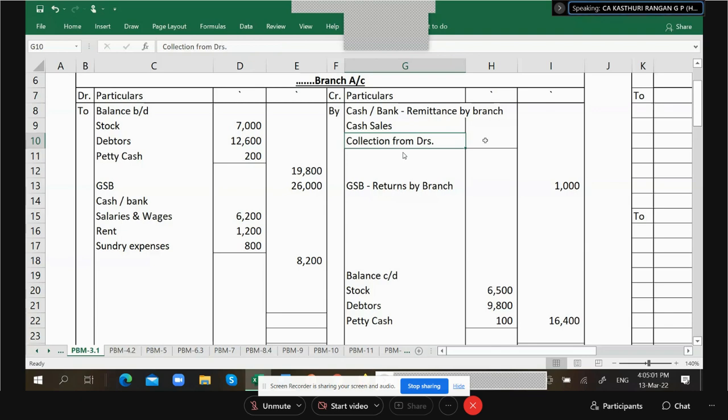So selling the goods for cash, collecting the money from customer, whatever money they collect, they should deposit in the HO account. So what is the cash sales? 17,500. Debtor collection 28,500. Therefore, branch has remitted to HO 46,000 rupees. Anything else is there in the problem? That's all. We have recorded everything.